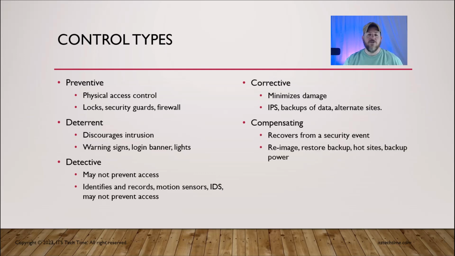You have the compensating control type, which recovers from a security event. It's the process of re-imaging your devices, restoring from a backup, or moving everything to a hot site, or even backup power for the main building when the power goes out. And you have directive controls, which are the policies and procedures put in place by your organization. Several of these control types can fit in different categories. None of them are one size fits all, and it all depends on your environment and the data that you're protecting.